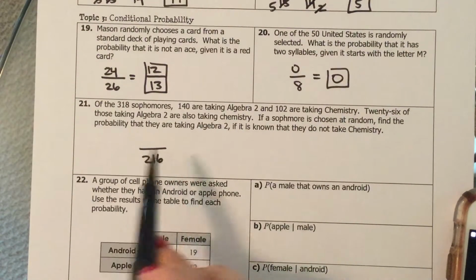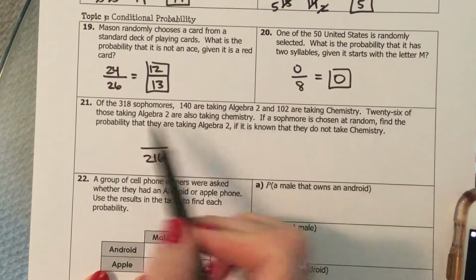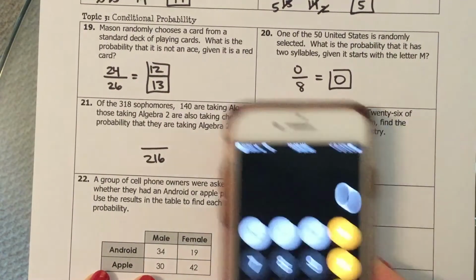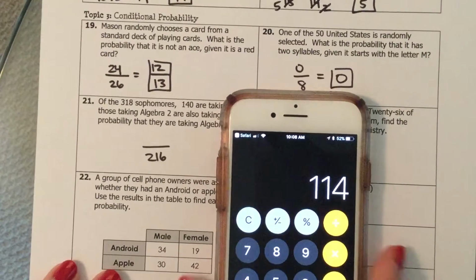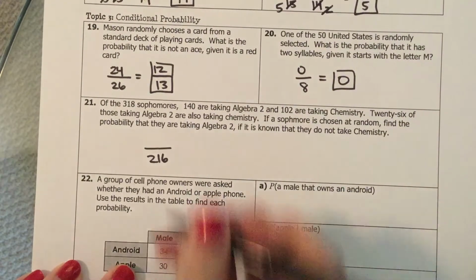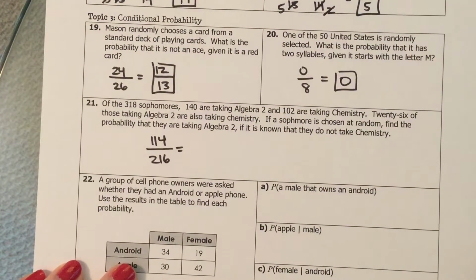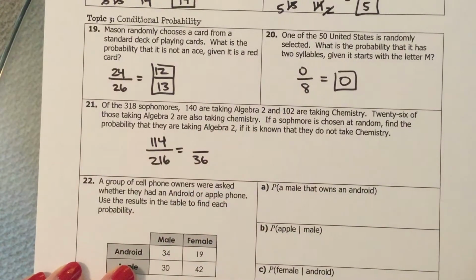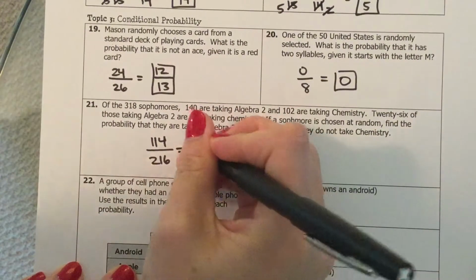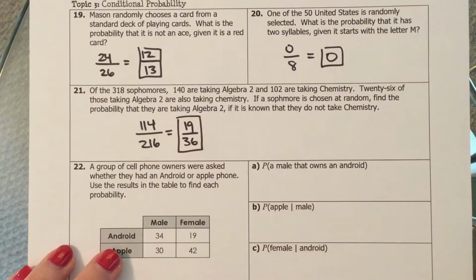Okay, find the probability they are taking Algebra 2. So 140 are taking Algebra 2. 26 of them are taking Chemistry. So that would again just be a little subtraction. So 140 taking Algebra minus the 26 that we know are taking Chemistry. So that would be 114. Okay, so let's see. These are divisible by 6. So this divides down by 6, and then 114 divided by 6 is 19. So you always want reduced fractions for these probability questions.